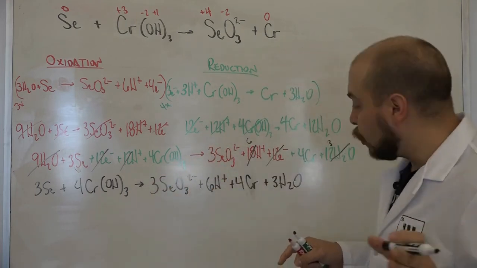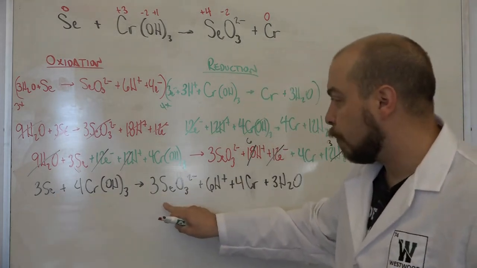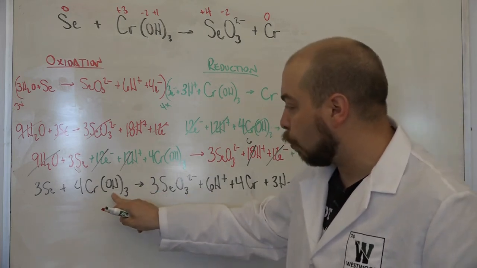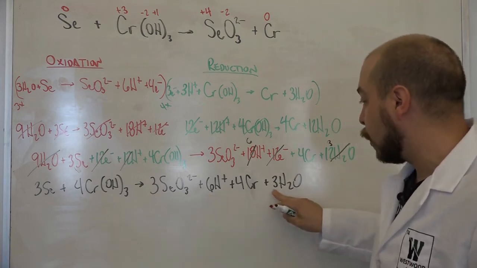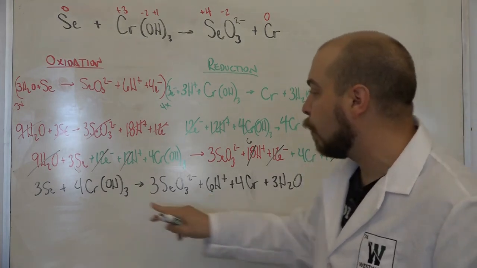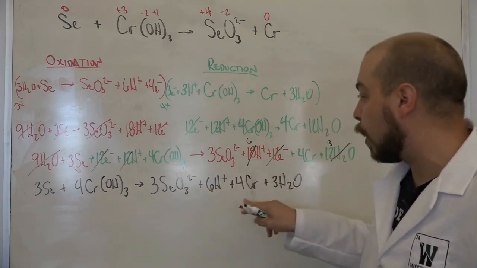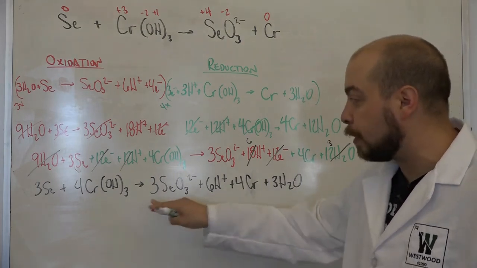Okay, and we're going to double check to see if we're balanced here. 3 selenium atoms, 3. 4 chromium atoms, 4. Hydrogen, we've got 3 times 4, that's 12. Over here we've got 6 plus 3 times 2, that's 6, so that's 12. Oxygens, we've got 3 times 4, that's 12 oxygens. On the product side, we've got 3 times 3, that's 9, plus another 3, that's 12. So we're balanced for atoms.